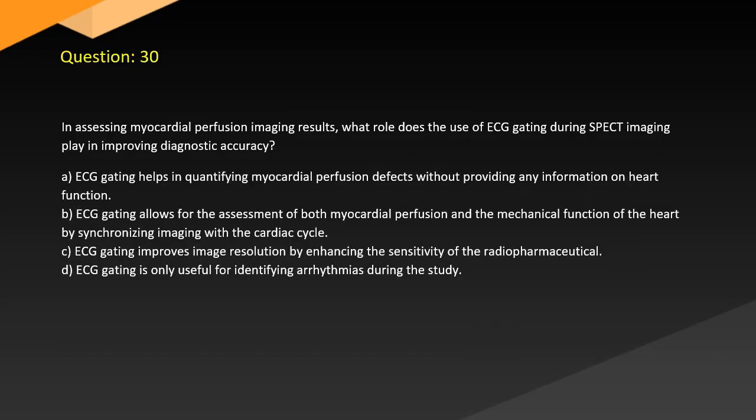Question 30. In assessing myocardial perfusion imaging results, what role does the use of ECG gating during SPECT imaging play in improving diagnostic accuracy? A. ECG gating helps in quantifying myocardial perfusion defects without providing any information on heart function. B. ECG gating allows for the assessment of both myocardial perfusion and the mechanical function of the heart by synchronizing imaging with the cardiac cycle. C. ECG gating improves image resolution by enhancing the sensitivity of the radiopharmaceutical. D. ECG gating is only useful for identifying arrhythmias.